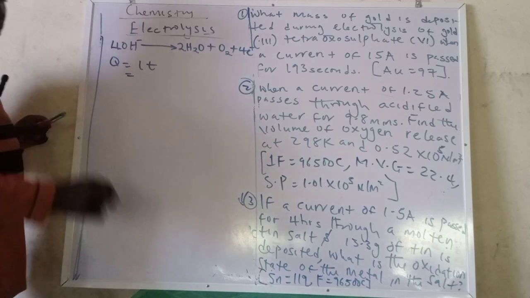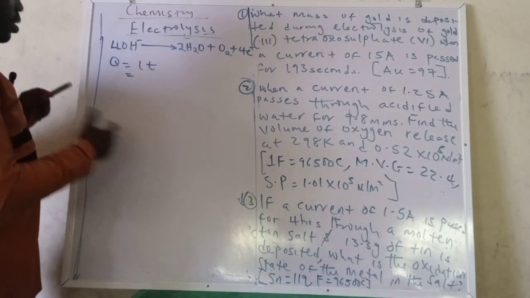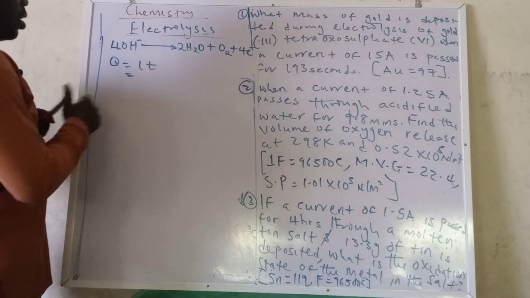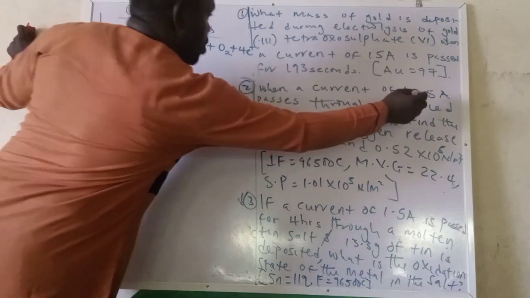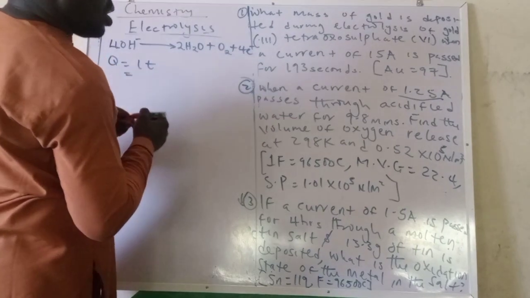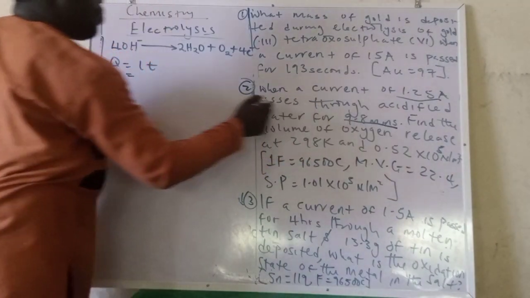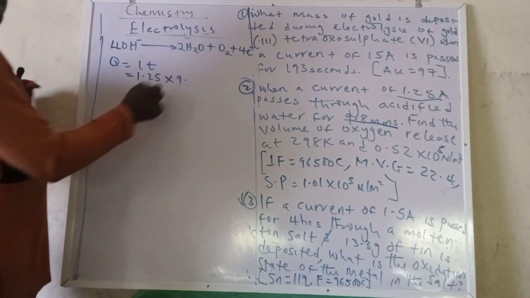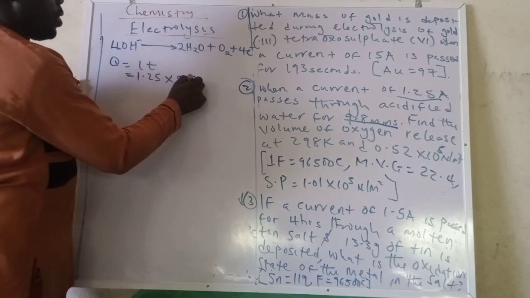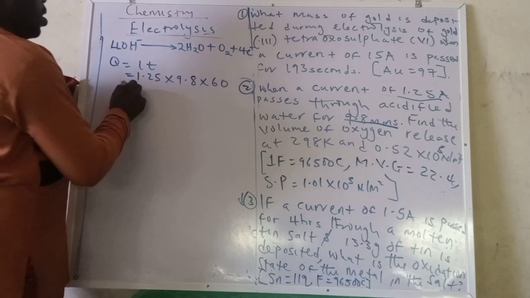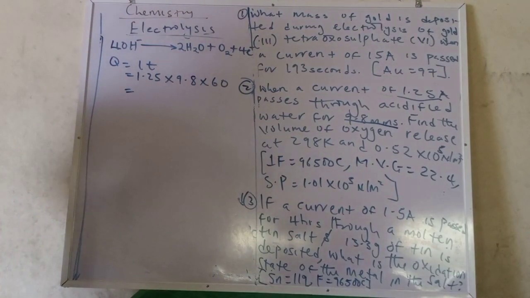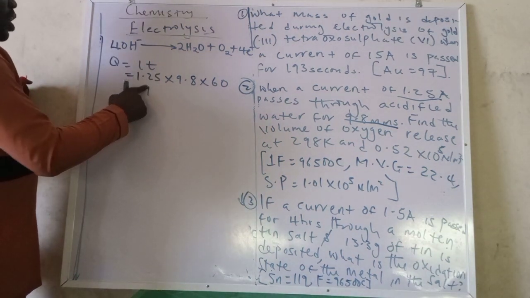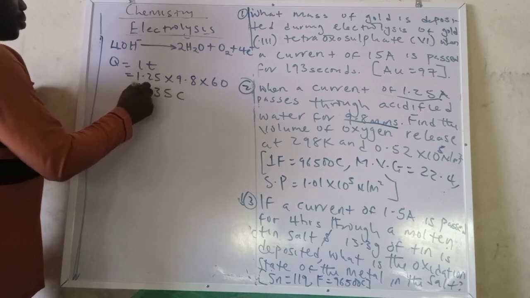Now let's find the quantity, which is current times time. Read the question. What parameters are we given? The current is given to us. The time is given, and we convert it. So we have 1.25 times 9.8 times 60. Multiply that: 735 coulombs.